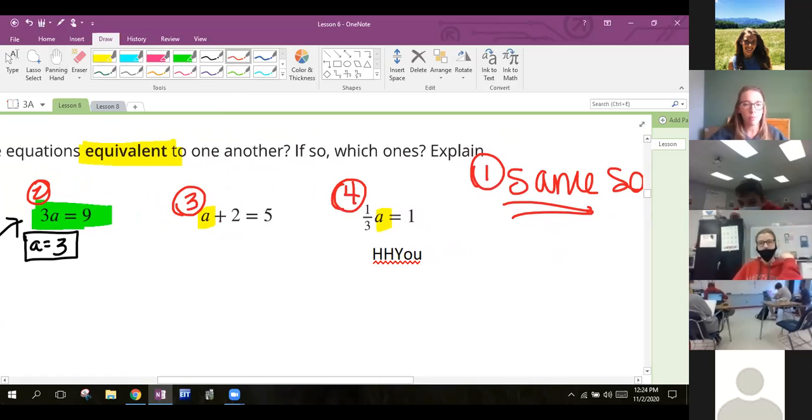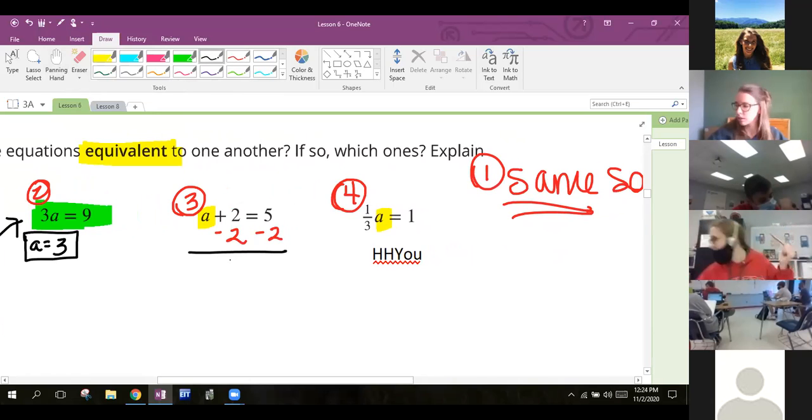All right, we have a plus 2 equals 5. How am I going to solve for a? You subtract 2. If you subtract 2, the 2 cancels out, and then you get 3 on the other side. And then, oh, a equals 3.